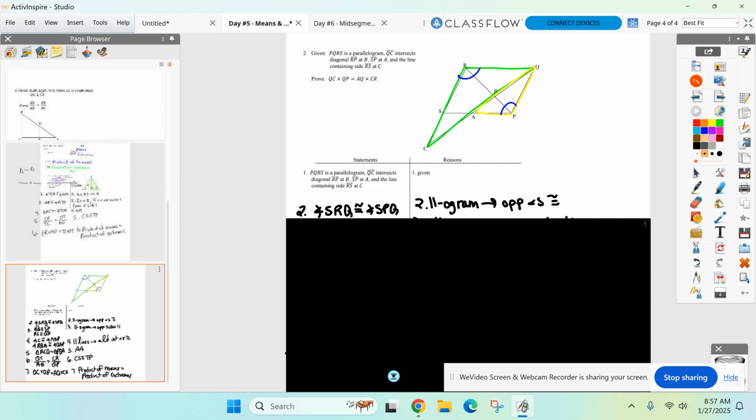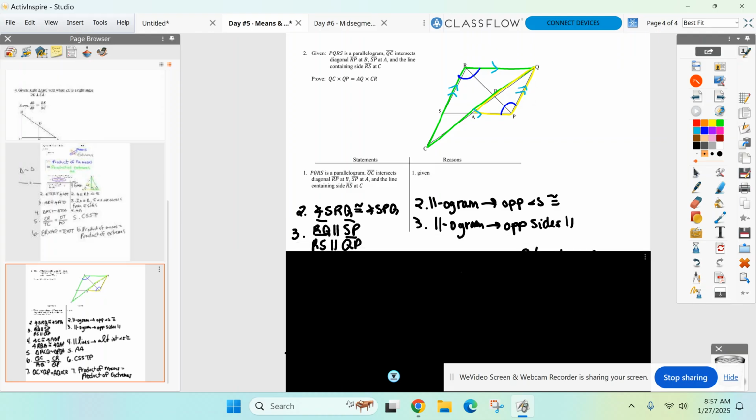Now remember, also in a parallelogram, opposite sides are parallel. So I just put both pair down because I didn't know which one I was going to use. Everyone's good so far. Now, if I have parallel lines, what does that lead to? Alternate interior angles being congruent.